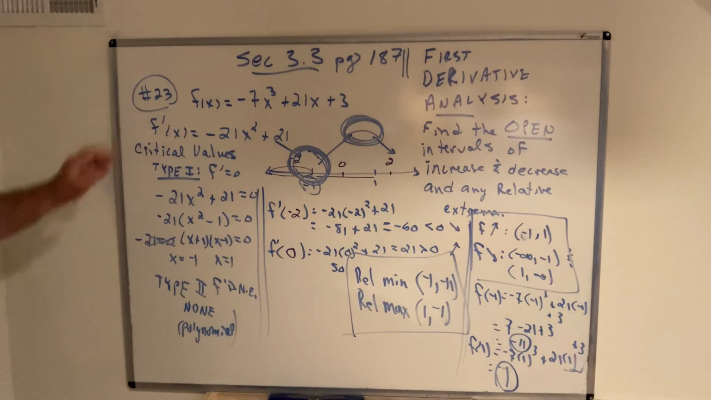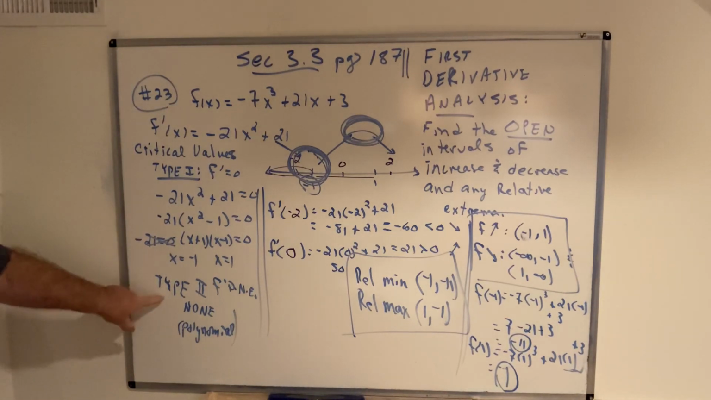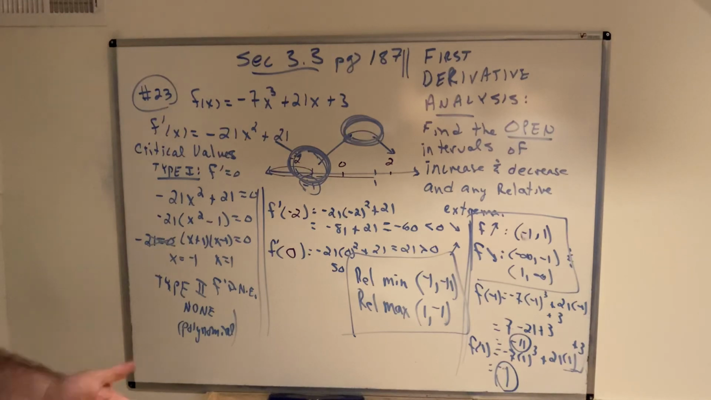So that's our problem number 23, and that's the whole thing worked out, and hope that was relatively clear. I left out my type 2 critical values. Make sure you don't do what I did. Make sure you get full credit for your work there.